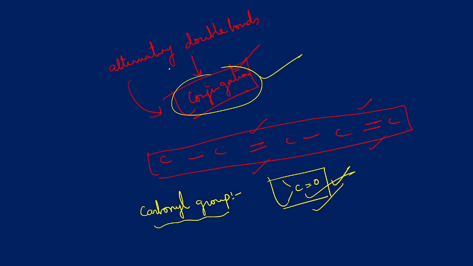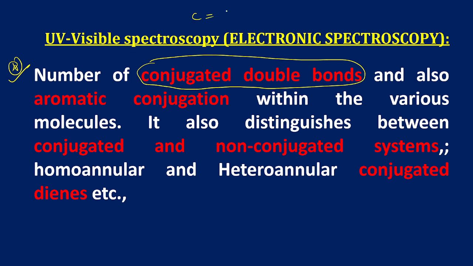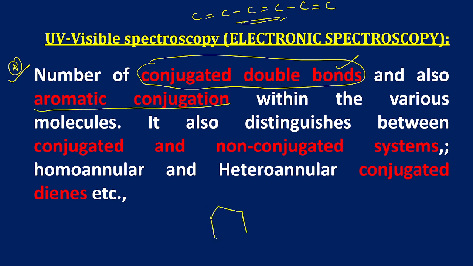So alternating double bonds means conjugation, and carbonyl groups. These two will be given by UV visible spectroscopy. Just now I discussed the number of conjugated double bonds. Conjugated double bonds means, as I already mentioned, how many alternating double bonds are present in the organic molecule, which will be given by electronic UV visible spectroscopy. And aromatic conjugation also. Aromatic conjugation means, suppose you take this double, single, double, single, double, single, it is also in conjugation, but it is an aromatic compound. So this type of conjugation is called aromatic conjugation.